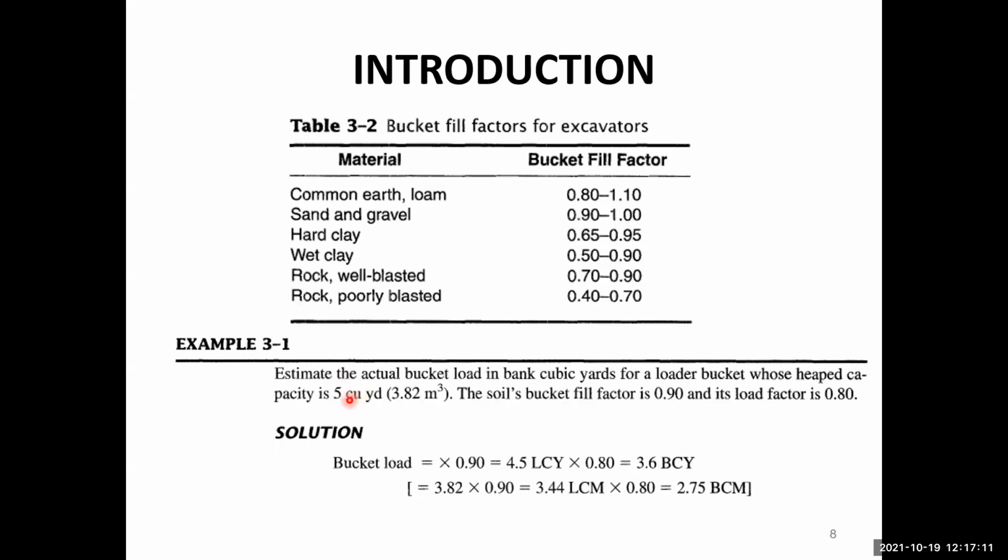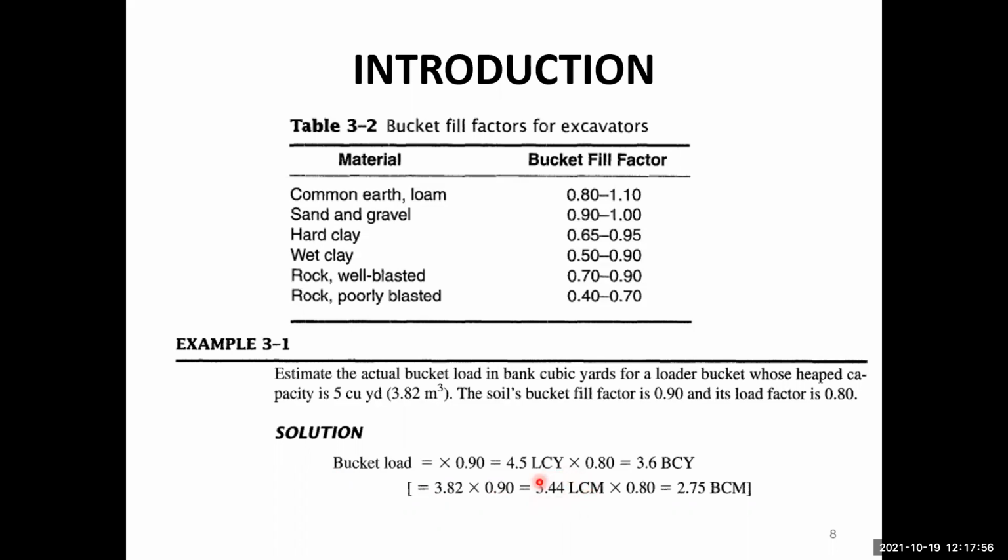As an example, estimate the actual bucket load in bank cubic yards for a loader bucket whose heaped capacity is 3.82 cubic meter. The soil's bucket fill factor is 0.9 and its load factor is 0.8. So the bucket load will be equal to 3.82 cubic meter times 0.9. This is the bucket fill factor. That means it will be 3.44 loose cubic meter.